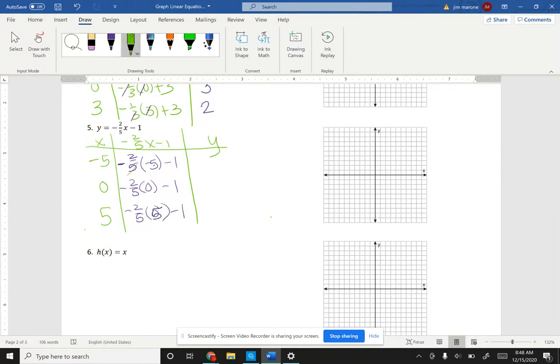So for this one, the 5's cancel, the negatives cancel. 2 minus 1 is 1. 0 times anything is 0, and I get a -1. 5's cancel. You still have a -2 minus 1, which is -3. So I get those 3 points, and just again make sure that it makes a line.